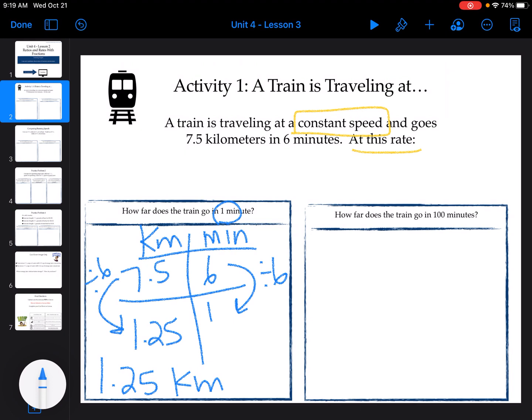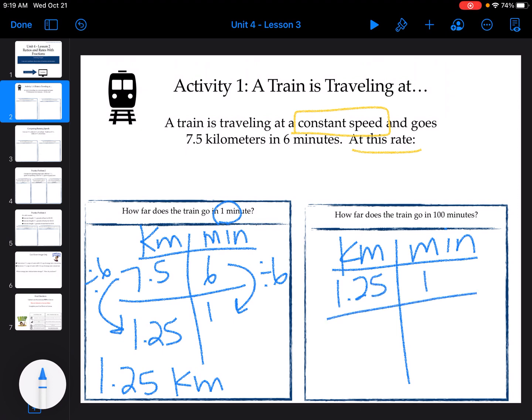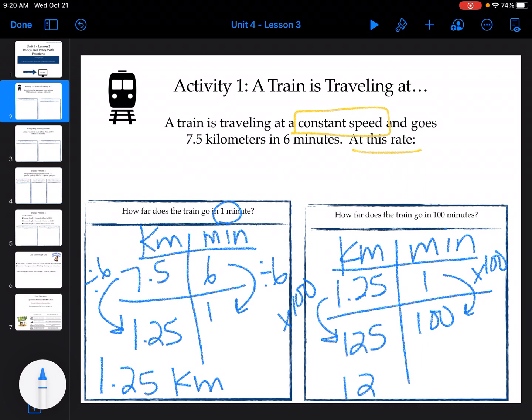So how far does the train go after 100 minutes? Well, I can keep my table, kilometers and minutes. I know that it goes 1.25 kilometers in 1 minute. So in 100 minutes, I'm going to multiply by 100, and I get 125. So 125 kilometers.